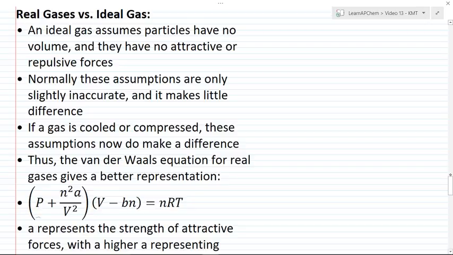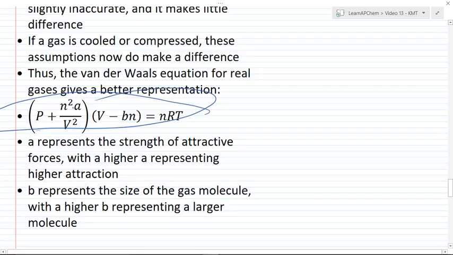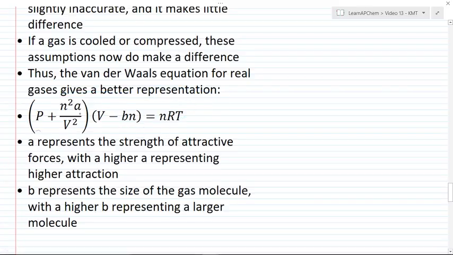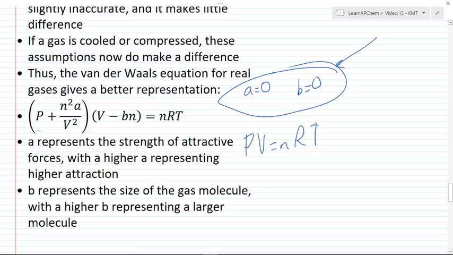I mentioned this in the video, you don't have to memorize this, but you do need to know that A is representing the strength of the attractive forces, and B is representing the size of the atoms. And I also mentioned this: if we plug in A equals 0, meaning no attractive forces, and B equals 0, no volume, we get something very familiar, the ideal gas law. So these are the ideal assumptions.